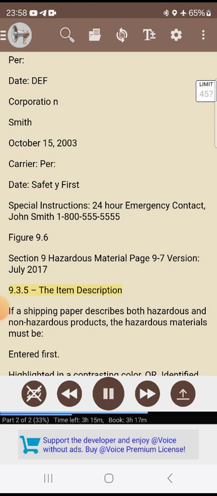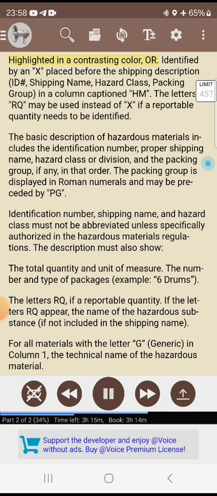9.3.5 The item description. If a shipping paper describes both hazardous and non-hazardous products, the hazardous materials must be entered first, highlighted in a contrasting color, or identified by an X placed before the shipping description (ID number, shipping name, hazard class, packing group) in a column captioned HM. The letters RQ may be used instead of X if a reportable quantity needs to be identified.